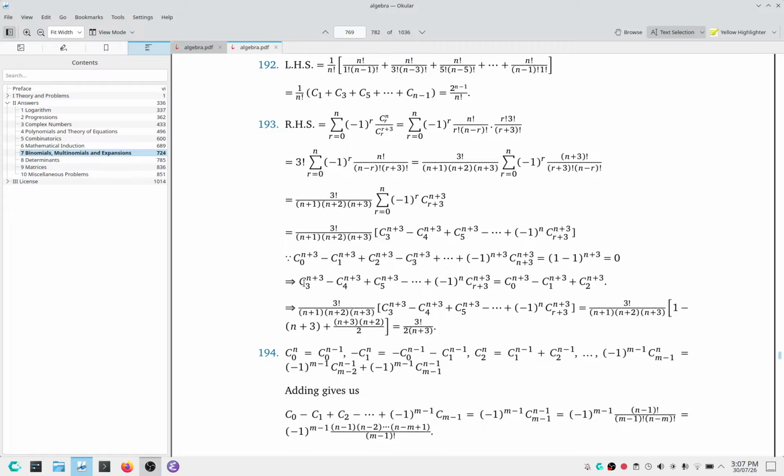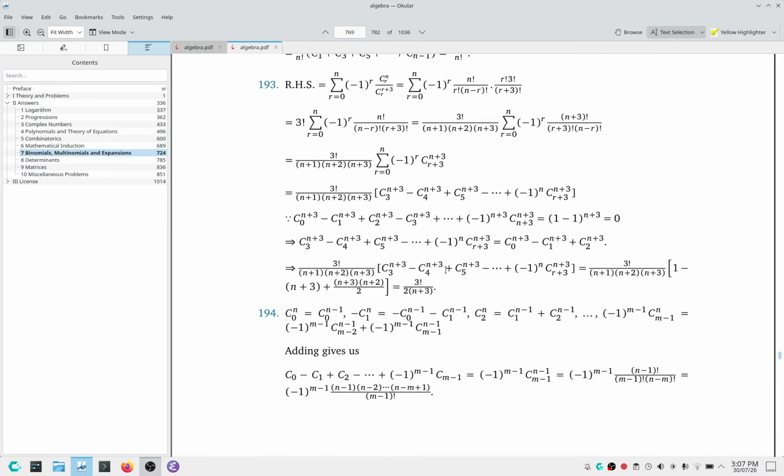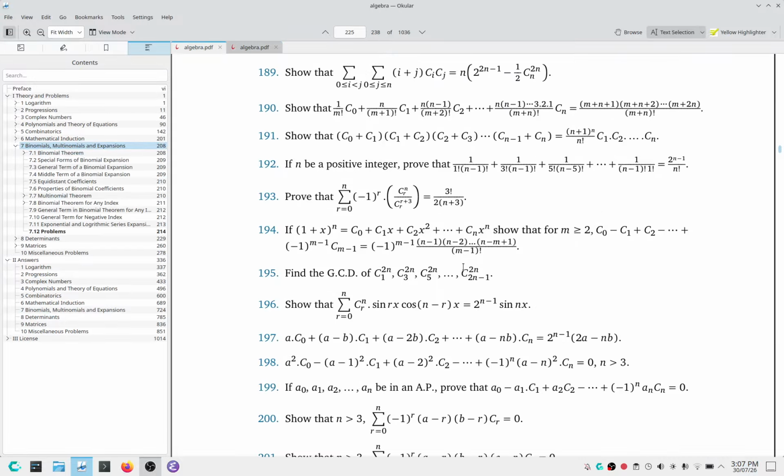So the expression which we have to compute is equal to n+3 C0 minus n+3 C1 plus n+3 C2. So we evaluate that and we substitute and multiply. We end up with 3 factorial upon 2 times (n+3).